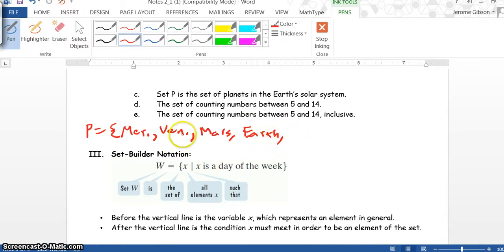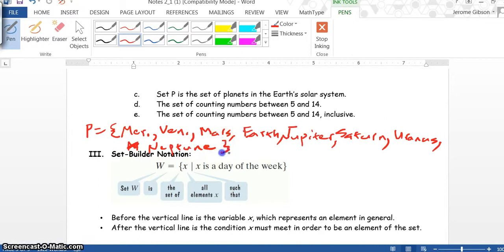We have Earth, Mercury, Venus, Mars, Earth, Jupiter, Saturn, Uranus, and Neptune. And this is the final answer, even though they're not in order because Earth actually comes before Mars. But these are all the planets in Earth's solar system, including itself.